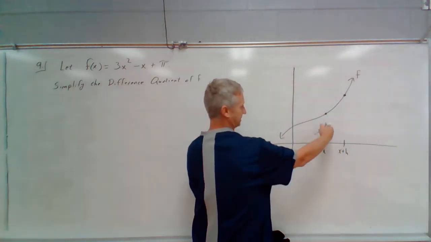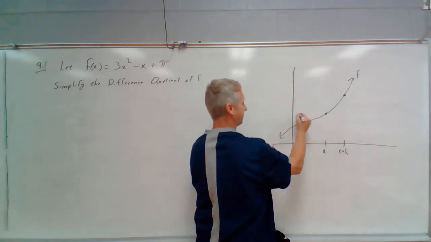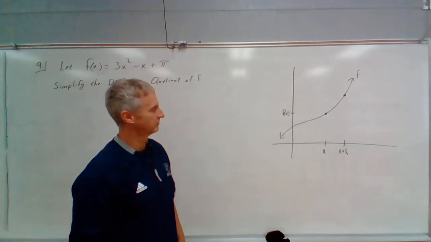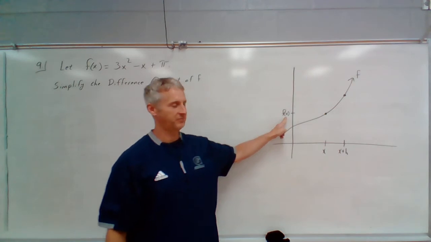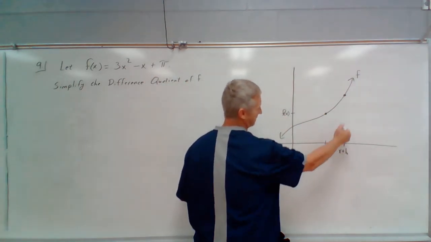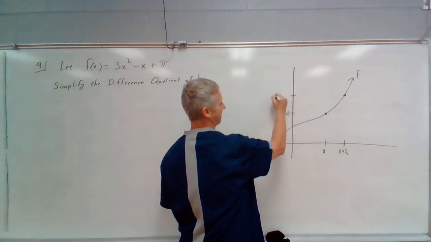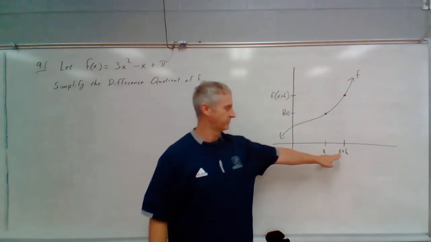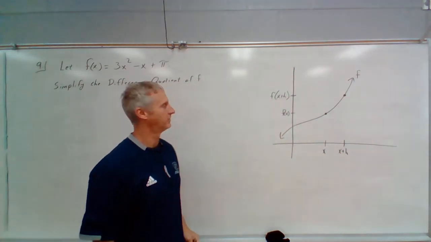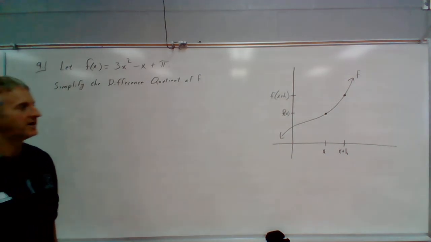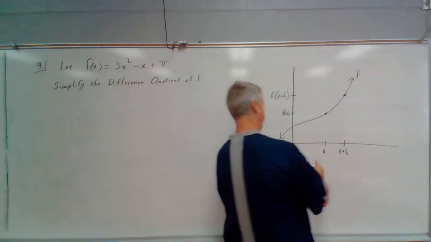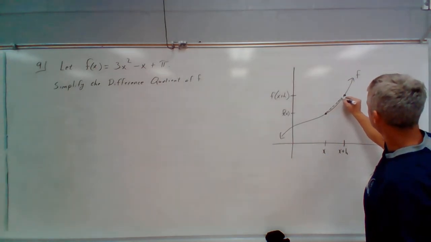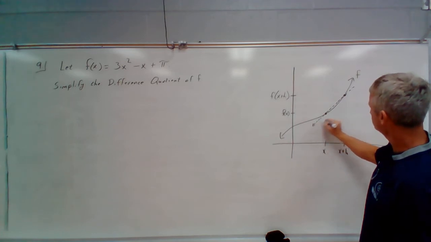So if this is x and this function is f, this value would be f of x. Just like if this was 3, this would be f of 3. This is x plus h, so this value would be f of x plus h. So like if this was 3.1, this would be f of 3.1. If I want to find the average rate of change from x to x plus h, remember that I'm just finding the slope of this secant line.